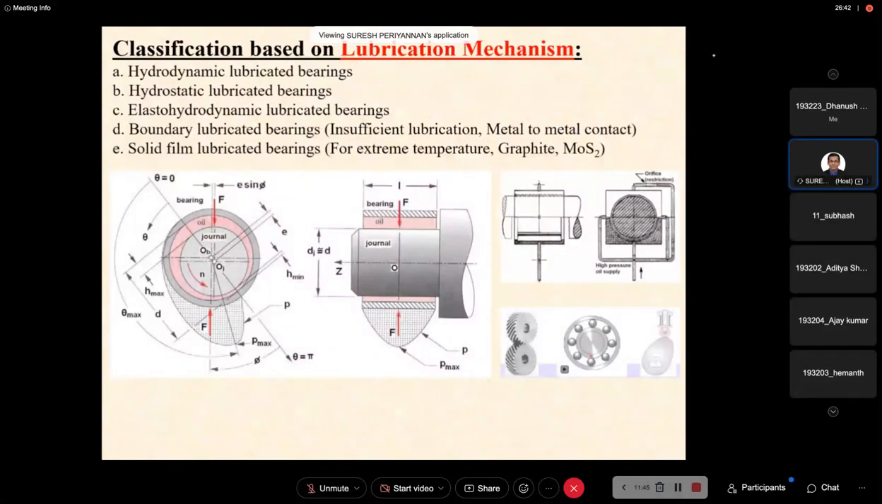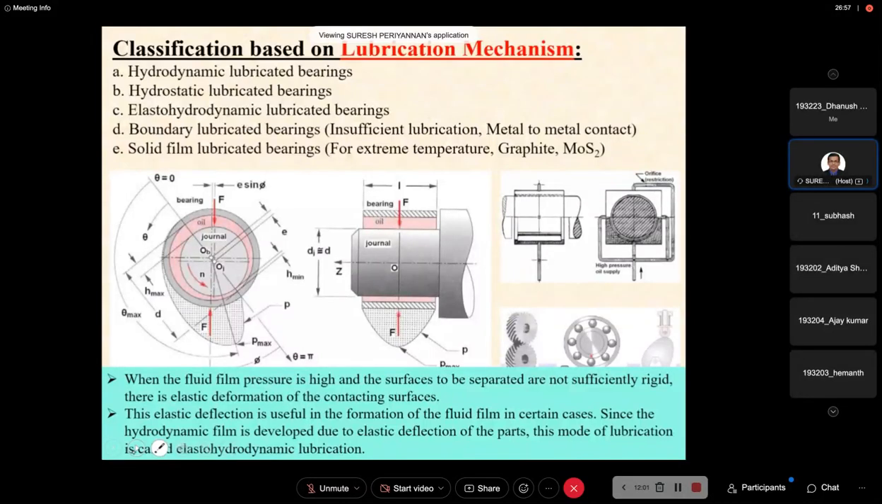Okay, thank you. Good. We also discussed hydrodynamic and hydrostatic, and now we come to elasto hydrodynamic lubricated bearings. These are the notations we are using here. This is the journal, this is the clearance. This is H-min, the minimum clearance, and this is H-max, the maximum clearance.